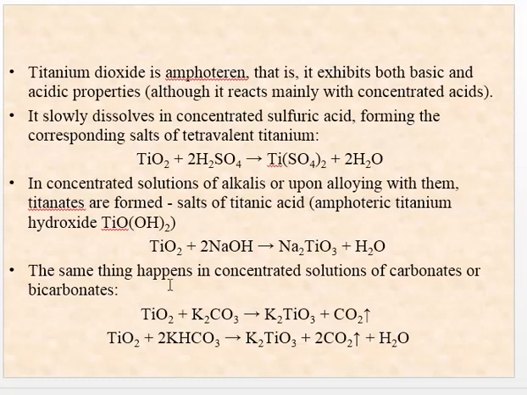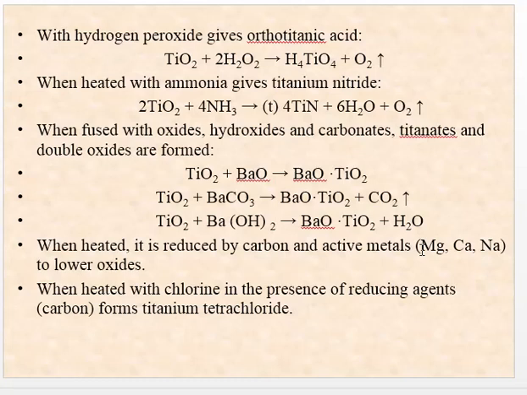The same will happen with concentrated solutions of carbonates or bicarbonates. This is carbonate and bicarbonate of potassium. With hydrogen peroxide it gives orthotitanic acid. This is orthotitanic acid. But when heated with ammonia it gives titanium nitride. When fused with oxides, hydroxides and carbonates, titanates and double oxides are formed.